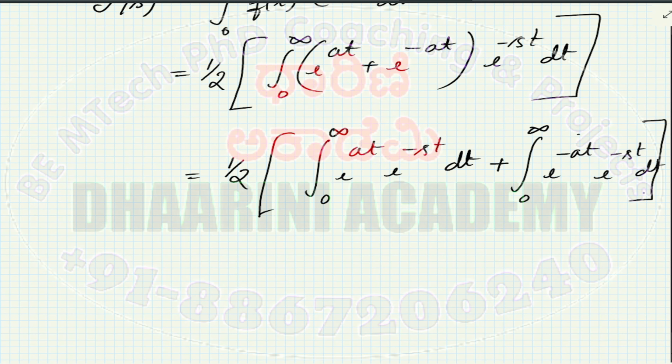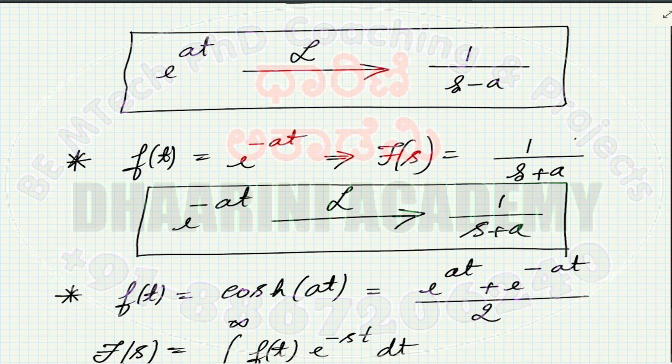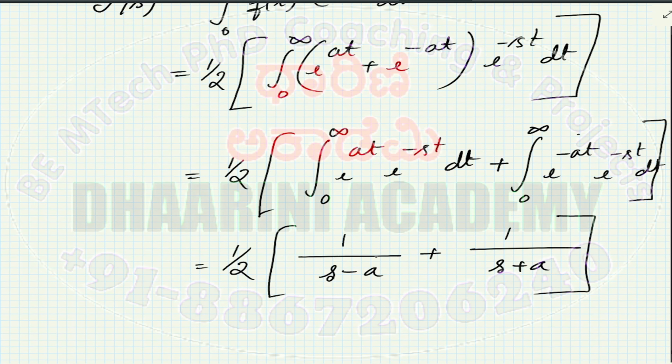So both these integrals we already have solved in the previous two cases. So let's write the answer directly. The first term is 1 divided by s minus a, and the second term is going to be 1 divided by s plus a. How did you get that? Just refer back. These are the two functions. E to the at is 1 by s minus a. E to the minus at will be 1 by s plus a. So just look at that. E to the at, I wrote 1 by s minus a. Wherever I have the integral e to the minus at, e to the minus st dt, we have replaced it as 1 by s plus a.